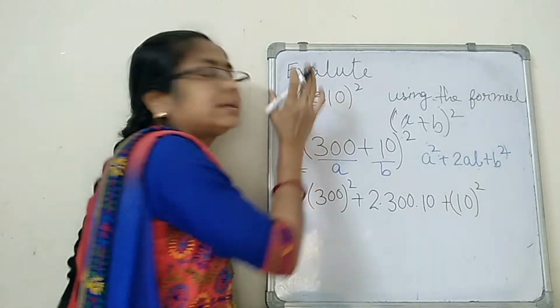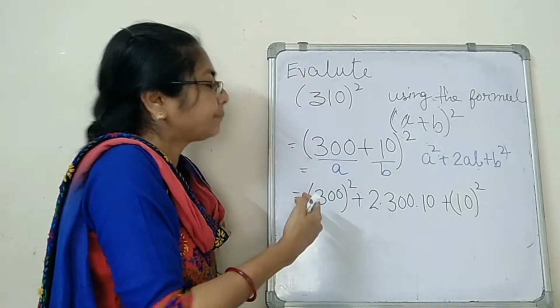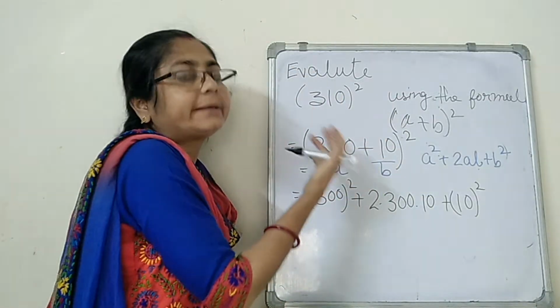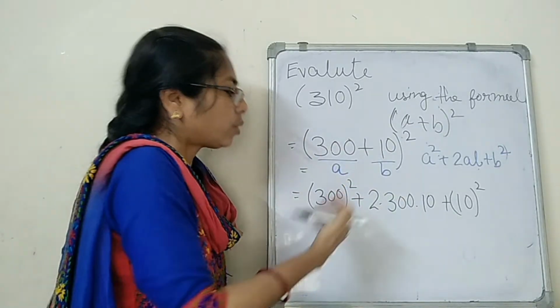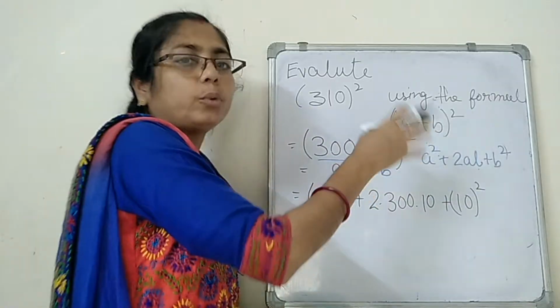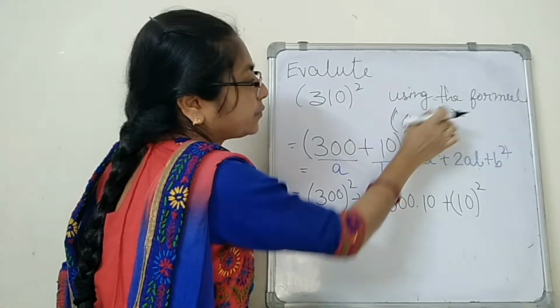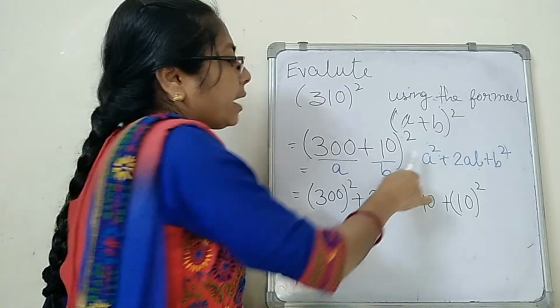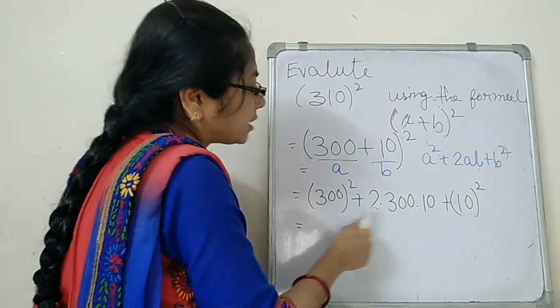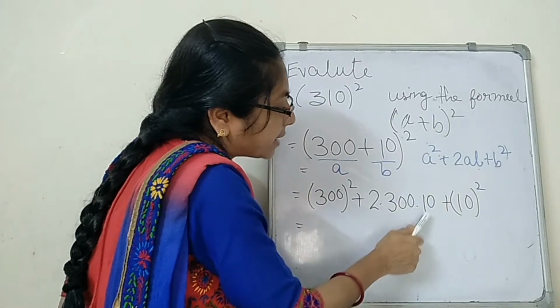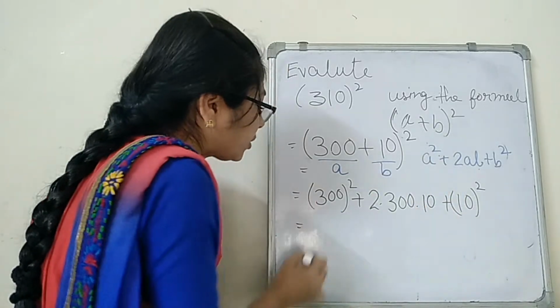First I break the 310 into two parts, 300 plus 10. Why do I take 300? Because it is easy for calculations. Okay? Now I put the values into (A plus B) whole square. What is the formula? A square plus 2AB plus B square. 300 square plus 2 into A into B plus B square. Now we calculate it.